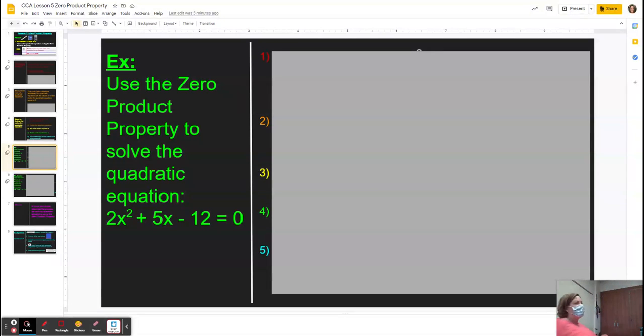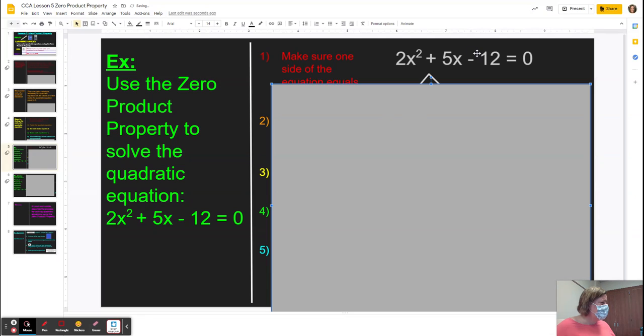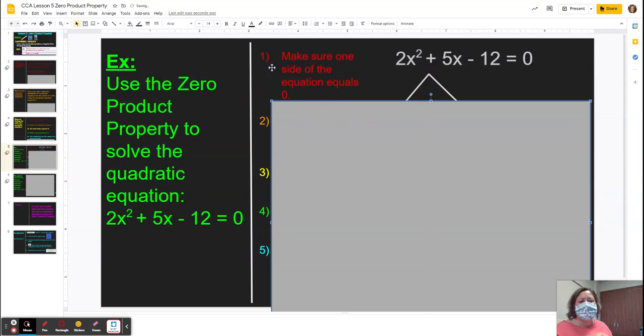All right, so we're going to use the zero product property that we talked about to solve it. So we already know the very first step is that we need to make sure that one side of the equation equals 0. And here's the thing, you just took notes on those 5 steps, so as a time saver, I would not rewrite these steps on your paper, right? So if you have all 5, don't do that. Now, we know when we look at this equation, this is already set equal to 0. So step number 1, check, we did it.